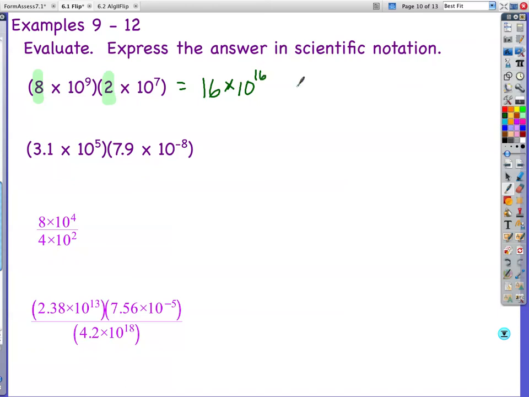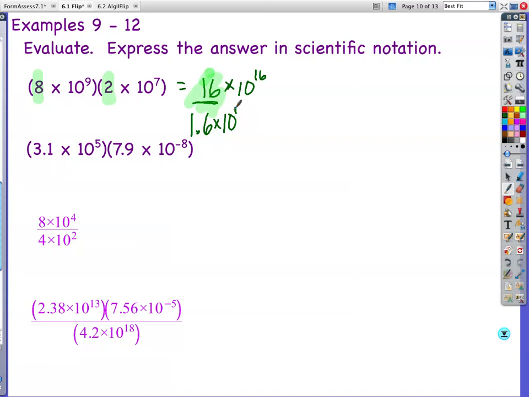Okay, now you're like, Mrs. Talley, that can't be right. Maybe I'm going to get extra credit because I'm going to be the first to say to you, hey, you made a mistake. This number has to be between 1 and 10. Ooh, 16 isn't between 1 and 10. So what I'm going to do is rewrite just this number. It's going to be 1.6 times 10 to the first power.